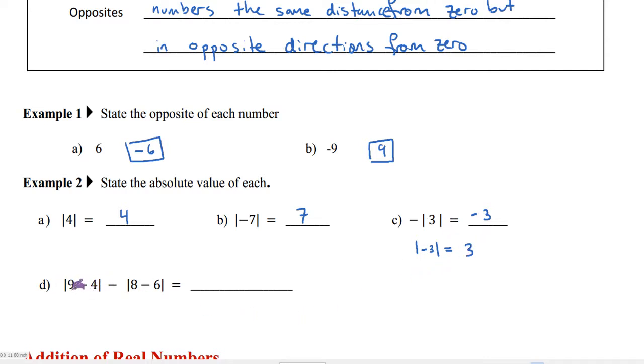What about this one? So 9 minus 4, and then take the absolute value. Okay, so first let's just simplify what's in the absolute value here. So this would be the absolute value of 5, and then minus the absolute value of 8 minus 6. So this is the absolute value of 2. Absolute value of 5 is 5. Absolute value of 2 is 2. So what would this be? Just 3, right?